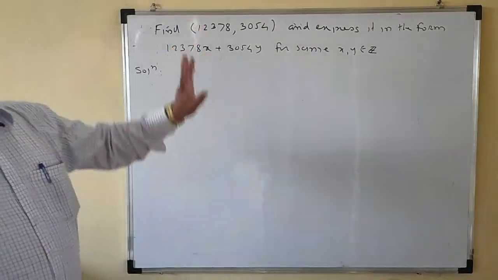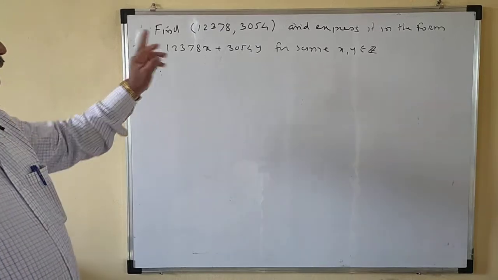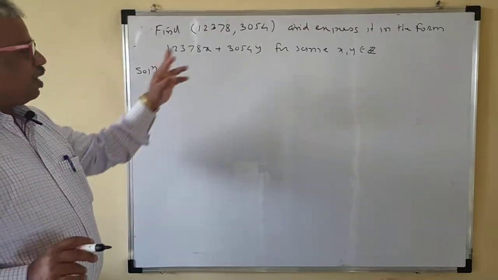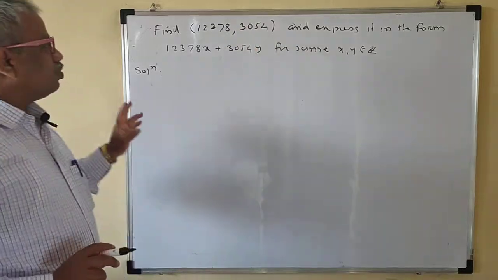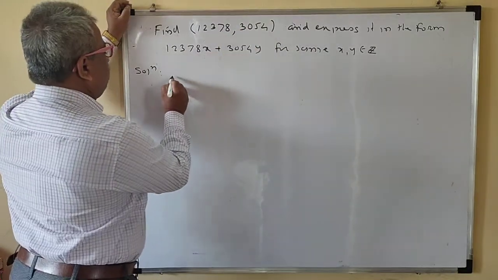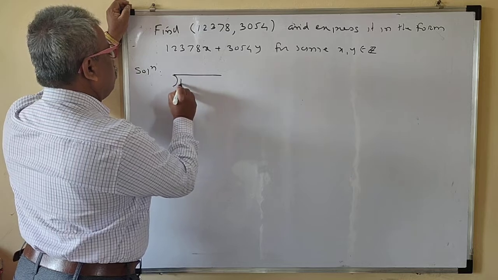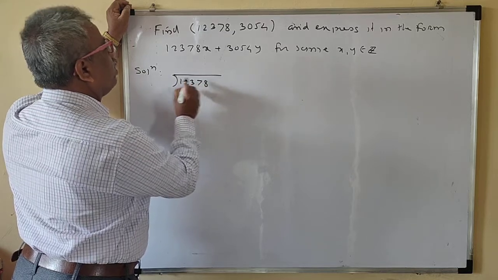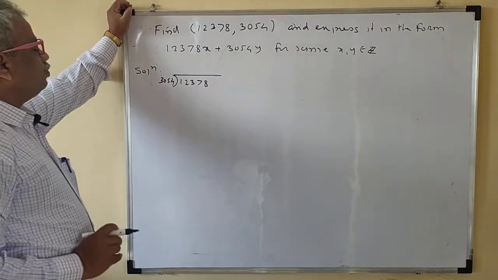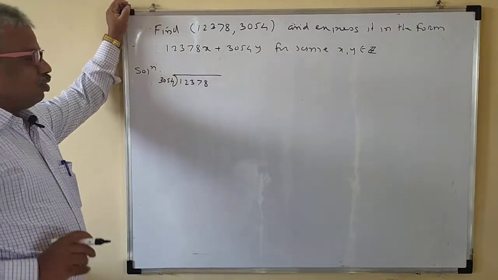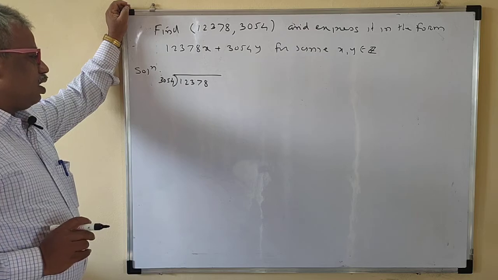So we have these two integers. We have to find the GCD, and we have to express this GCD as a linear combination of these two numbers. Okay, so which number is smaller? This one. So we divide by this. We'll divide 12,378 by 3,054. Now we have to divide by this, and the use of a calculator is not allowed.